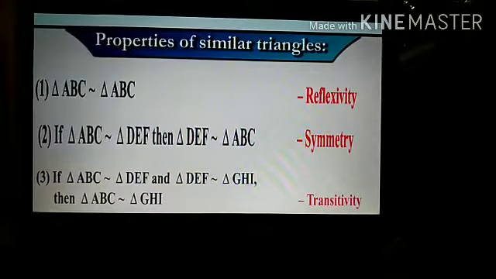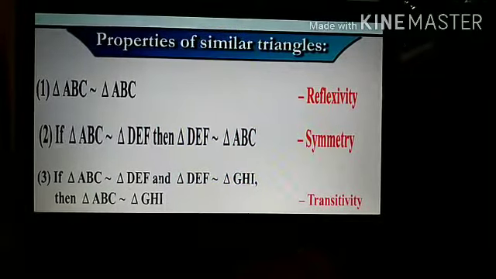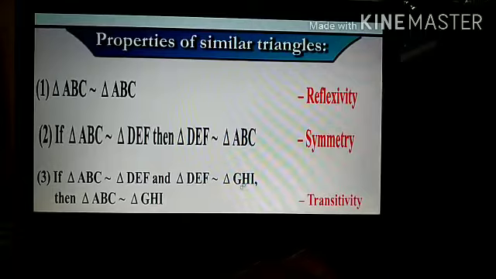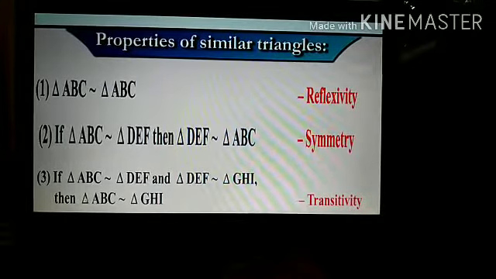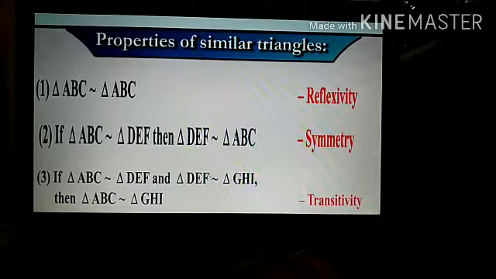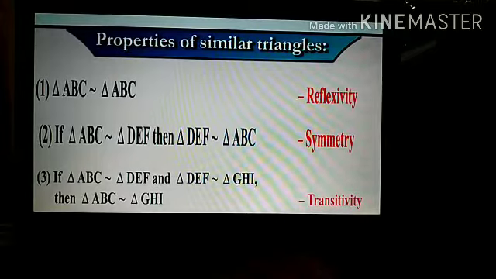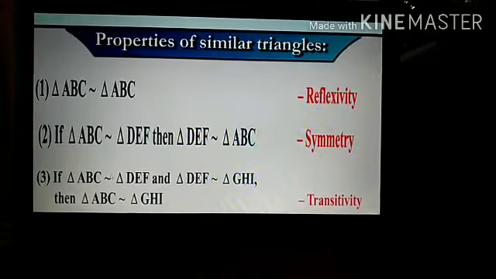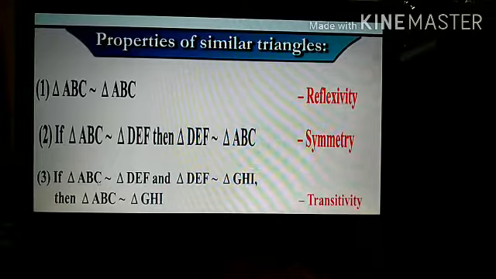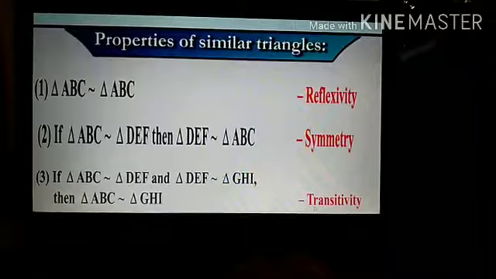The third property of similar triangles, if we have triangle ABC similar to triangle DEF and triangle DEF similar to triangle GHI, then we can say triangle ABC is similar to triangle GHI. Here, if you observe the first pair of similar triangles and the second pair, we have a common triangle, DEF, which is present in the first pair as well as the second pair. So, we conclude that triangle ABC is similar to triangle GHI, and this property is called the property of transitivity.